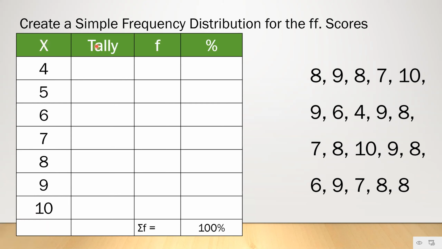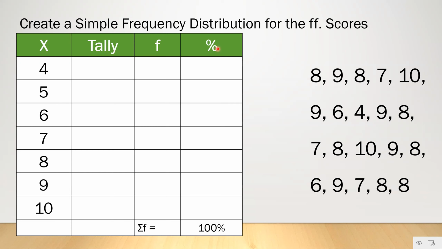On the second column, this is where we put the tally. Basically, we present here how many times a certain score in the table appeared in the data set. Okay. In the third column, we have here the F or the frequency. So basically, we're going to convert the tally into a numerical value. And we can also convert the F into percentage, which is widely used in research papers. Instead of simply reporting the frequency, another meaningful way of presenting data is by converting the frequencies into percentages, okay?